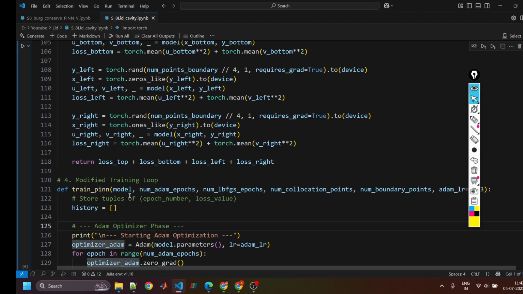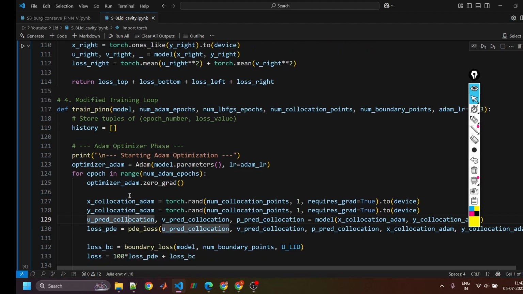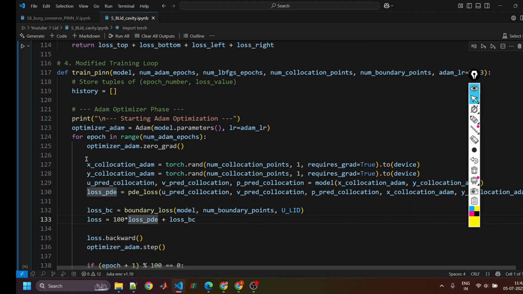Here we use two algorithms. First we will find the solution using the Adam algorithm. Then we will refine the output of the Adam algorithm using the LBFGS optimizer. Because Adam is very fast, after that the solution becomes saturated. So to make it even better, we will feed the output of Adam to the LBFGS optimizer. So here we have different collocation points, and this is the PDE loss and this is the boundary loss.